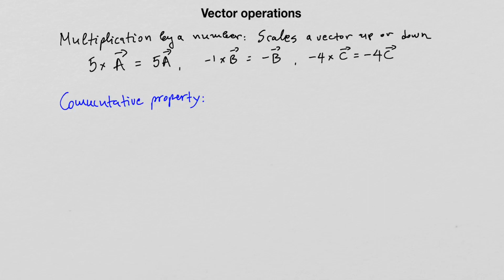Next, vectors also abide by the commutative property, which means that if I have a vector A and add a vector B to that, I'm also going to get the same result if I first take B and add A to that. So the result will remain the same. The same applies for more than two vectors. For example, if I have vectors A and B added together, and then add vector C to that, that's going to be the same as adding vector A to the sum of B and C.